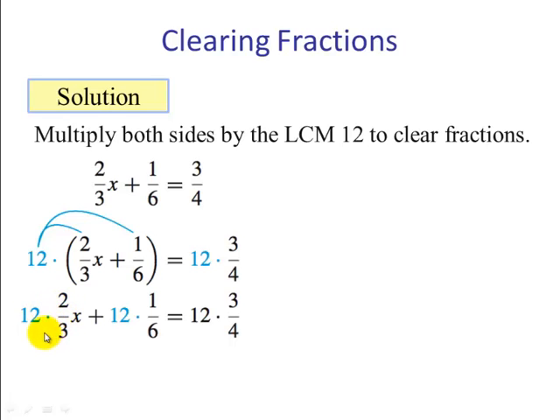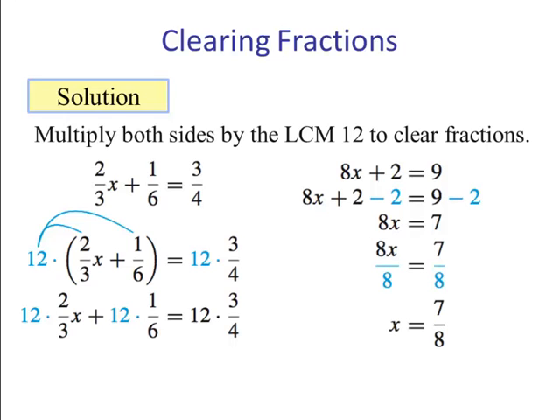12 times 2 over 3 is 24 over 3, which is 8. 12 times 1 is 12 over 6, which becomes 2, and then we have 12 times 3, which is 36, divided by 4, which is 9. So this equation is equivalent to this equation, and this one's a lot easier to solve. Our next step is to subtract 2 from both sides of the equation. Then our last step is to divide by 8, and 7 divided by 8 is 7/8.